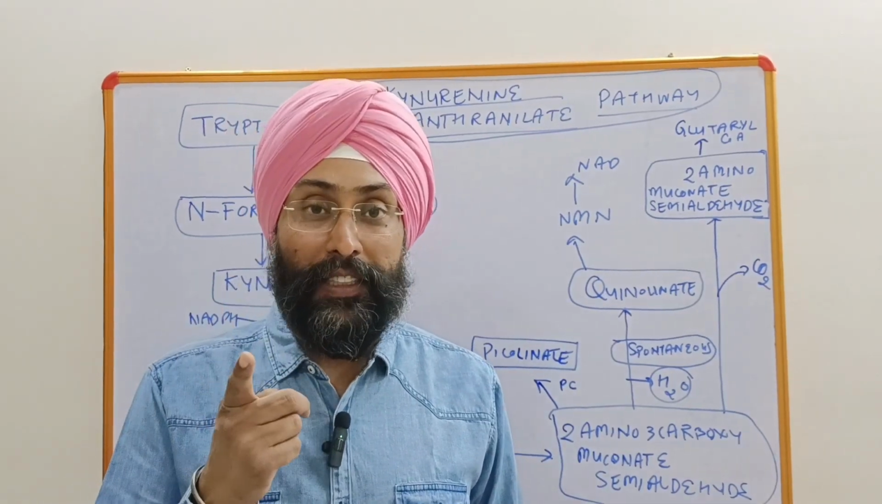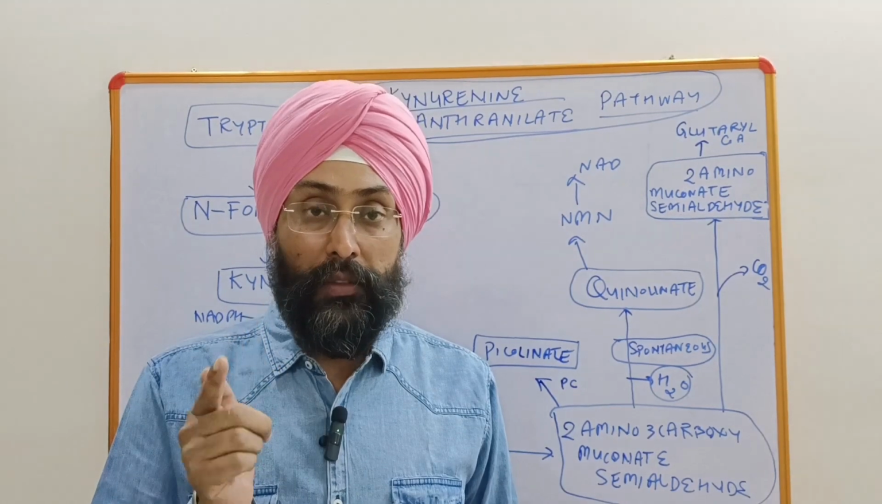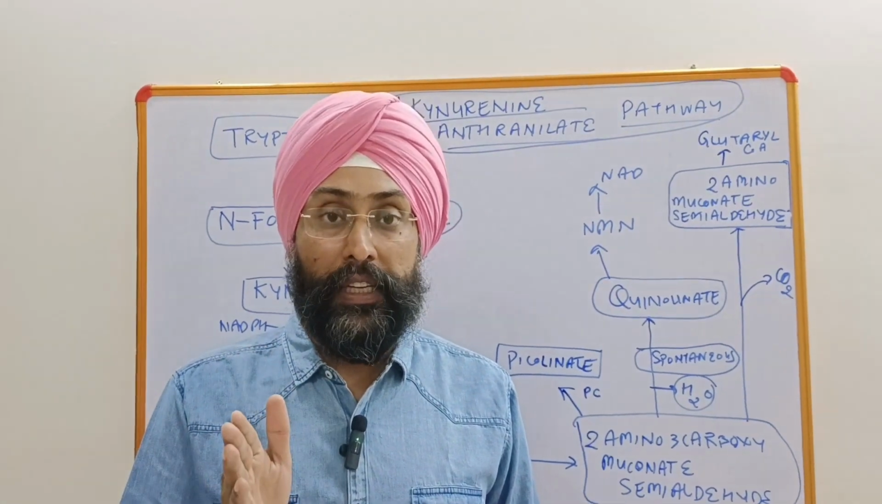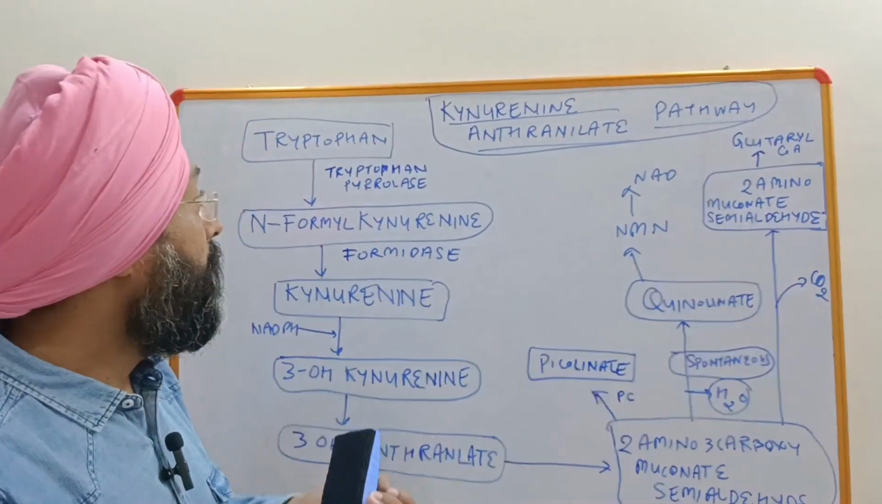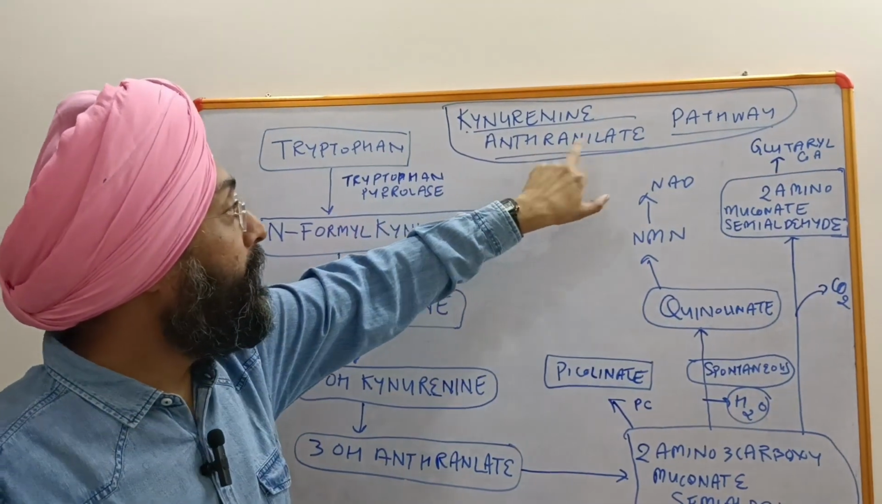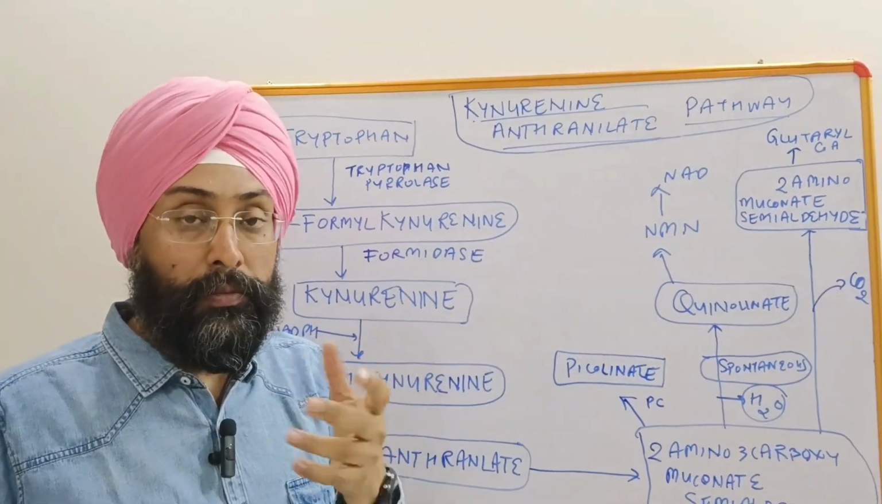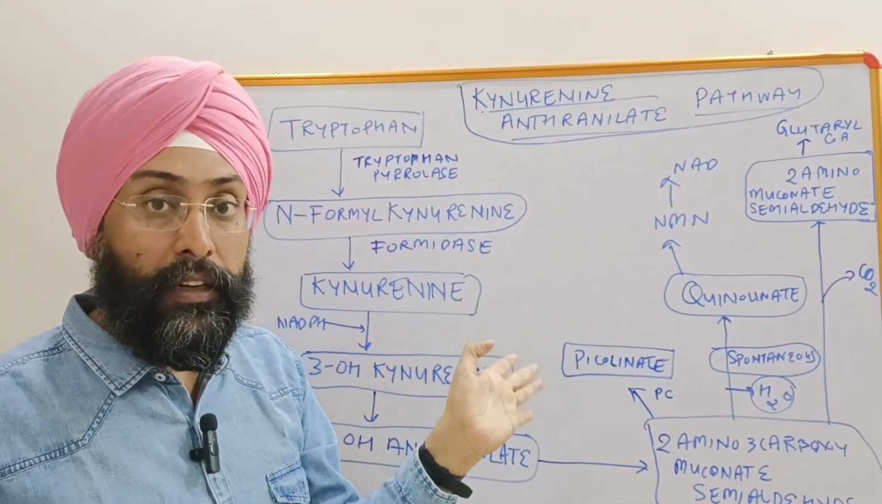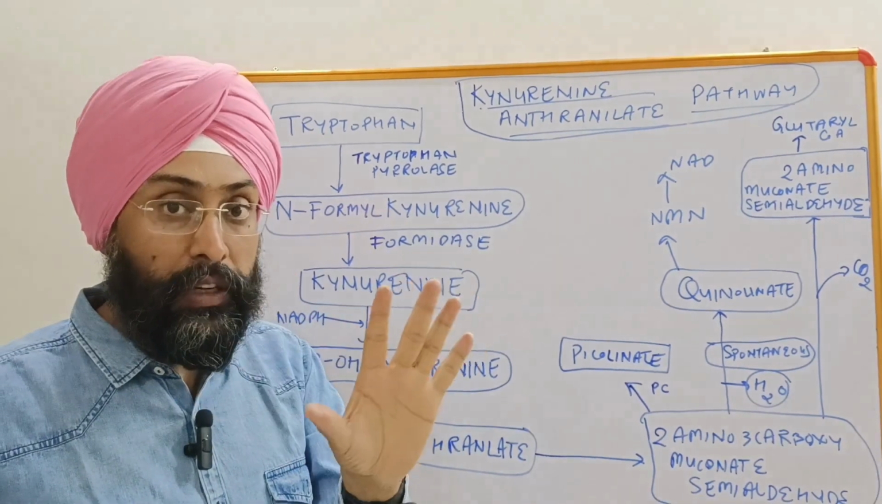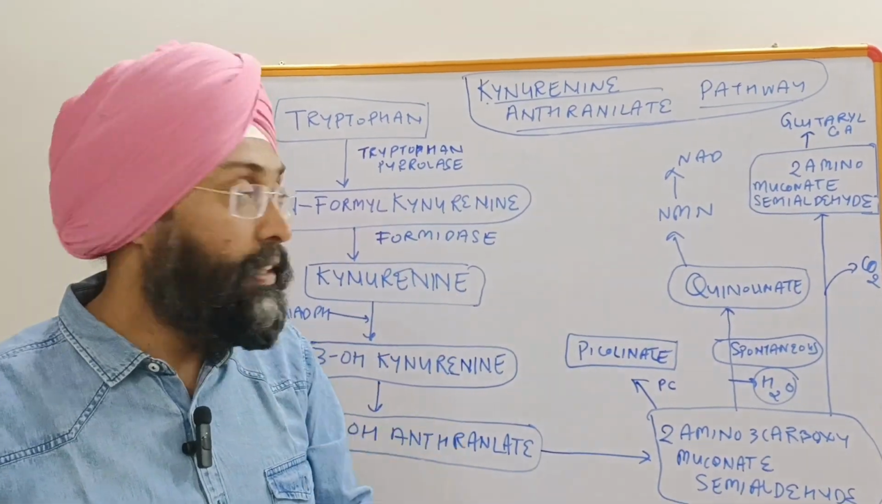Now there are two pathways for the breakdown. One is the serotonin pathway, another is the kynurenine pathway, right? So first of all, we start with the kynurenine and anthranilate pathway, right? Students face great difficulty in learning this pathway, so I have made a story out of it so you can remember it very easily, right?